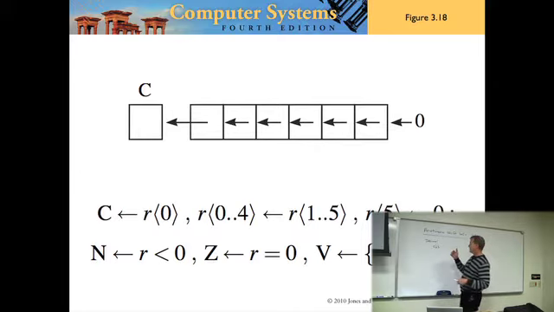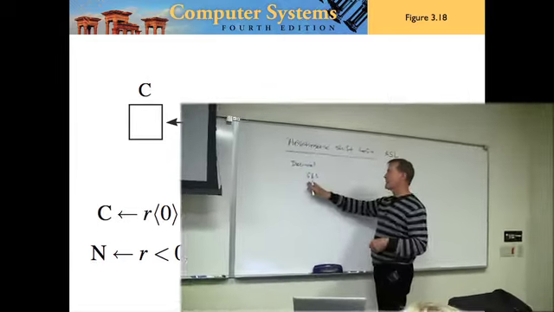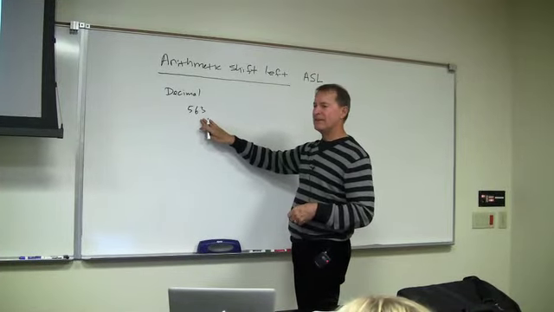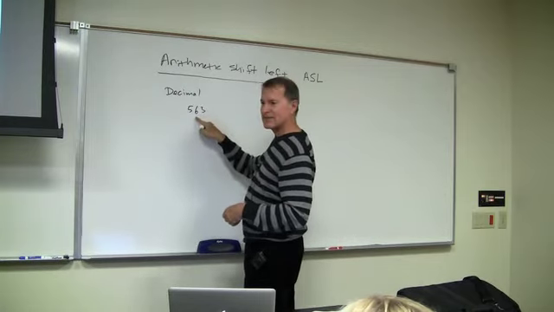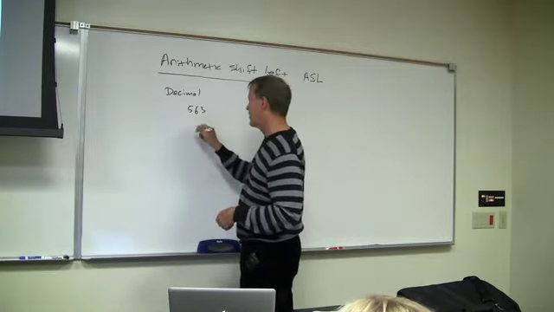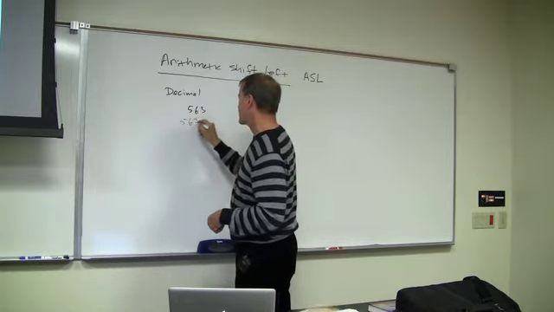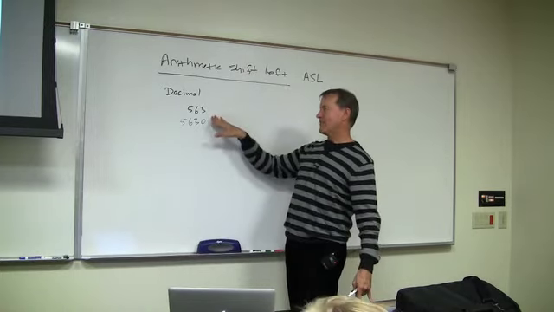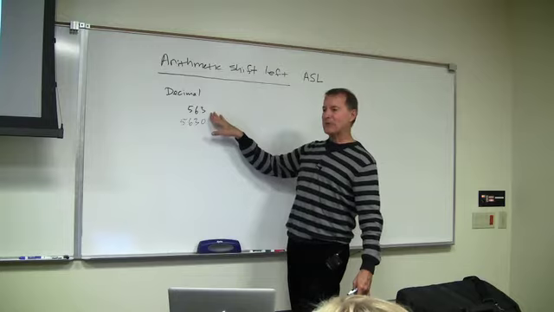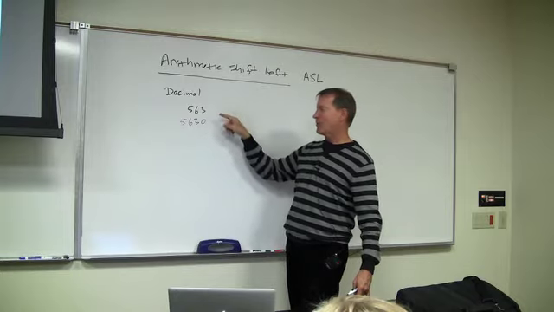Now, what does this figure 3.18 look like it's doing? What's coming in on the left? A 0 is coming in on the left, and then every bit is getting pushed to the left. So now in decimal, if you have the value 563, and you shift the 3 over to where the 6 is, the 6 over to where the 5 is, and the 5 over here, and you put a 0 in here, then what you get is 5630.